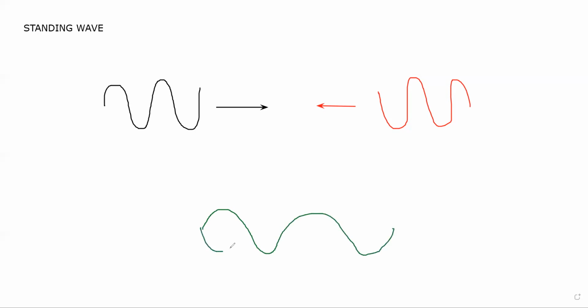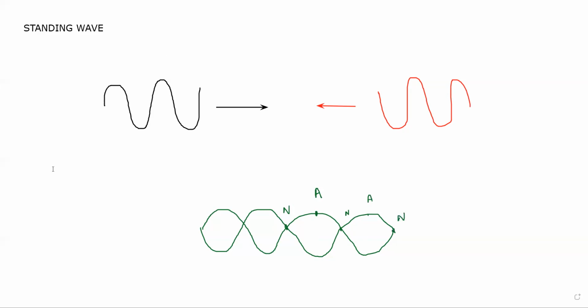The place where they increase the effect of each other, we call that an antinode, and the region where they cancel out the effect of each other, we call that a node. So a standing wave is a wave produced by the combination of two progressive waves traveling in opposite direction. It is actually a special type of interference. The region where the amplitude is maximum is called an antinode, and the region where they completely cancel out each other, we call that a node.